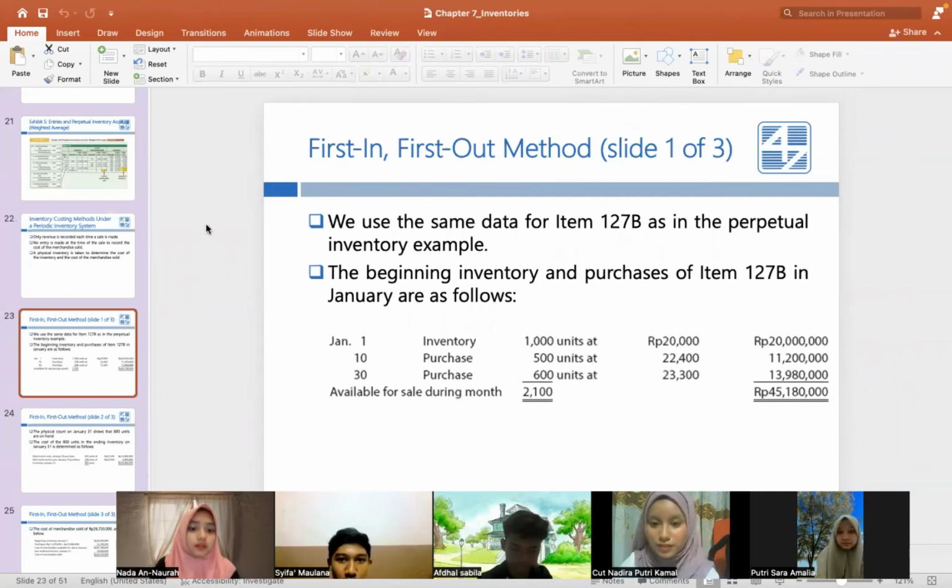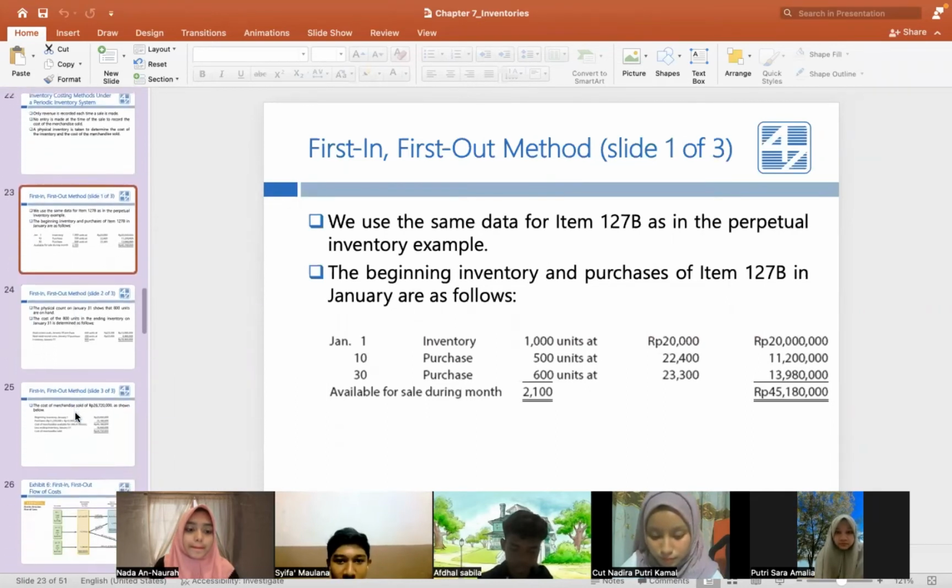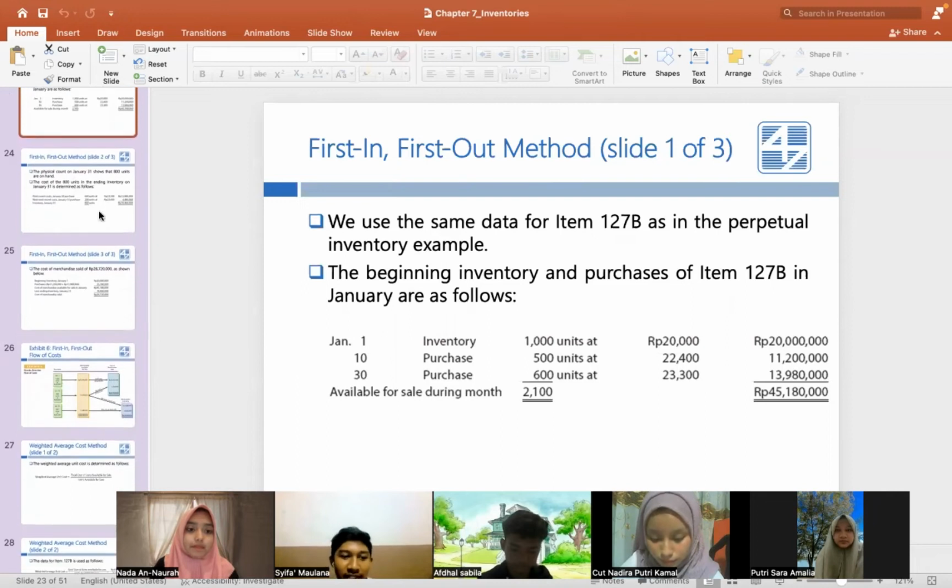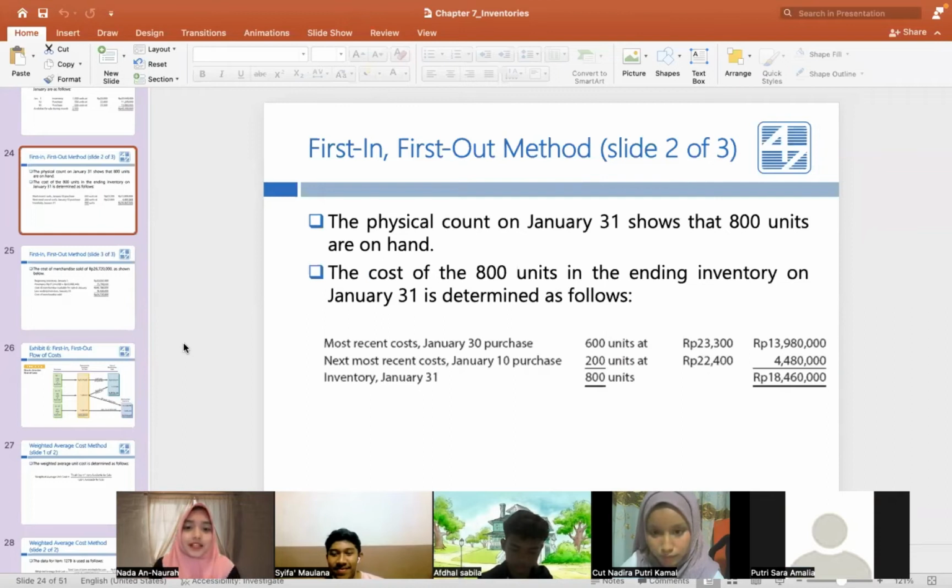First in, first out method. We use the sample as you can see in the slide. First is the bicycle count on January. This is the example of the first in, first out method, or we usually call it FIFO.